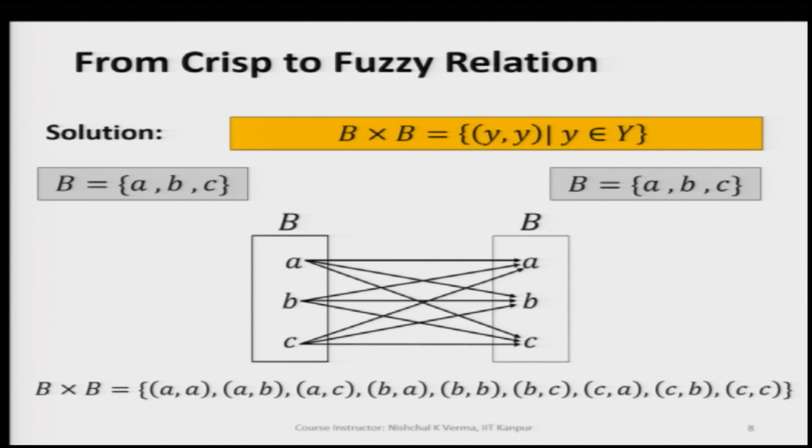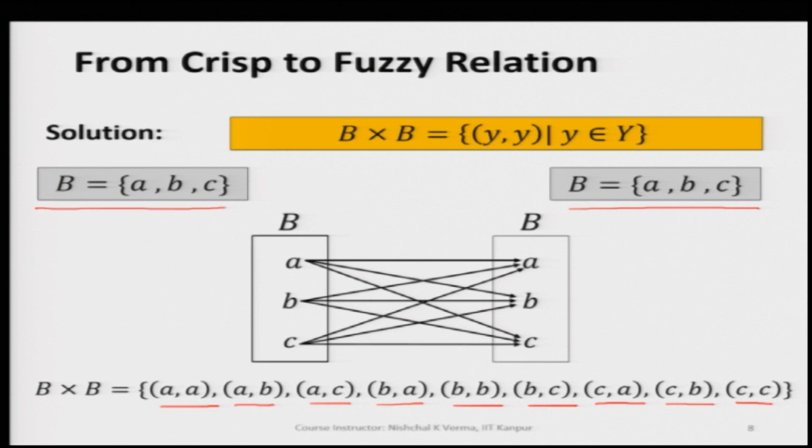Now, let us find B cross B. Here we are taking two sets, both of which are B. When we make pairs of the elements from the first set B and the second set also B, we see that we get 9 elements like this: (A, A), (A, B), (A, C), (B, A), (B, B), (B, C), (C, A), (C, B), (C, C). So, like that we have 9 pairs of elements from set B only. This way we have seen that we can get the Cartesian product of B and B.